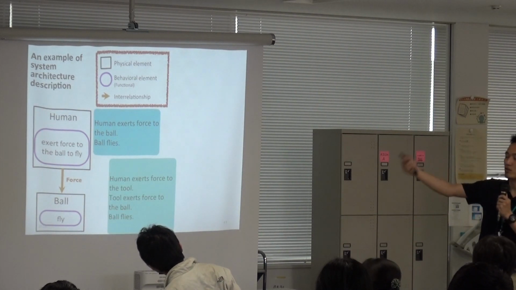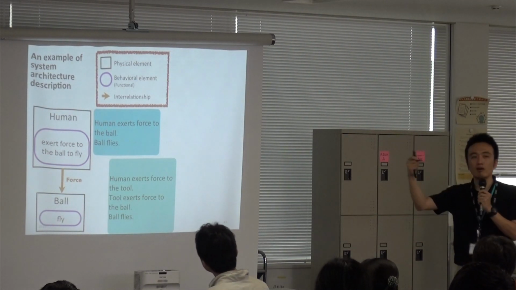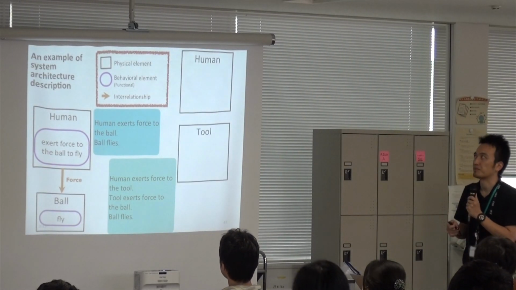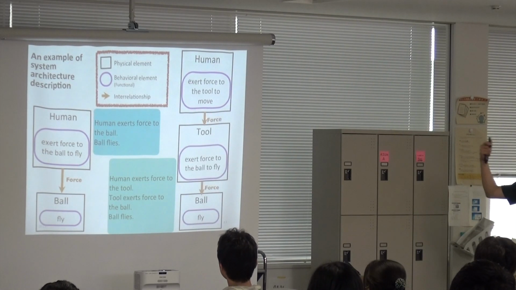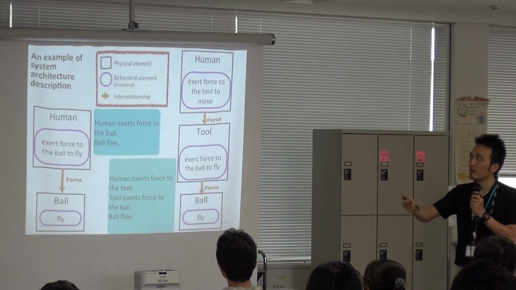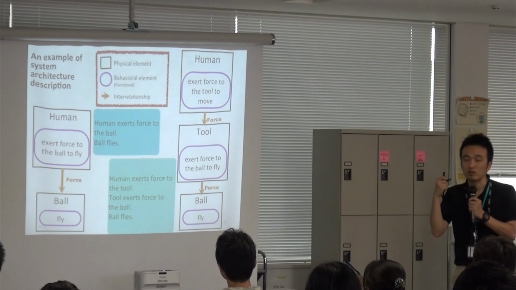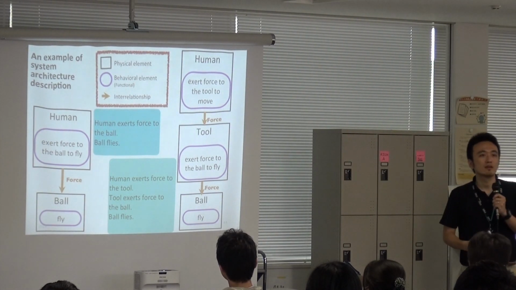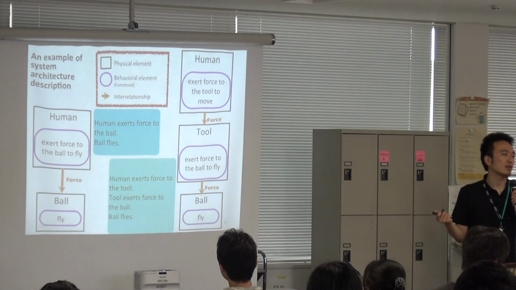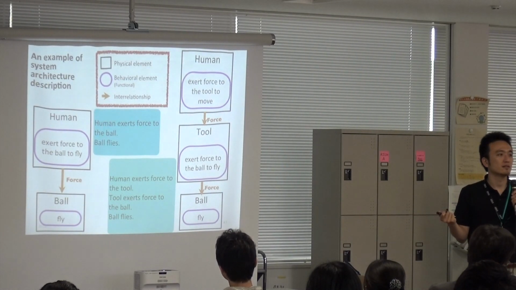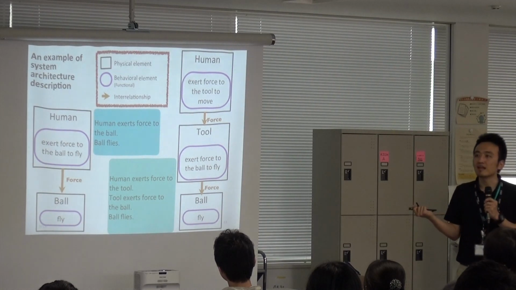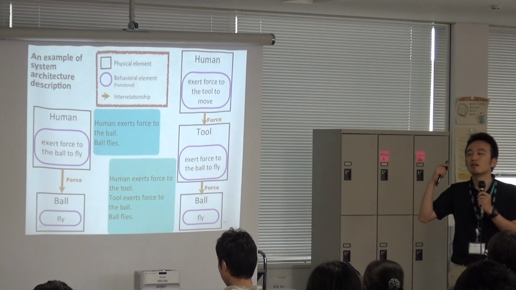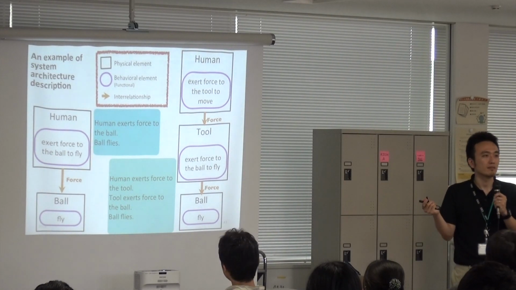Human exerts force to the tool. Tool exerts force to the ball. Ball flies. That's the description. I'm going to draw the description. Human exerts force to the tool to move. Tool exerts force to the ball to move, fly. And the ball flies. And there is the force in between. Now you see the clear difference in the two architectures. It's abstract notation, but these two architectures are clearly differentiated.